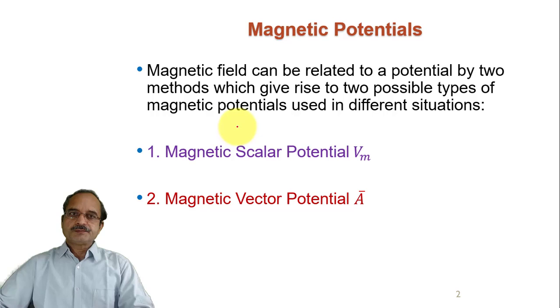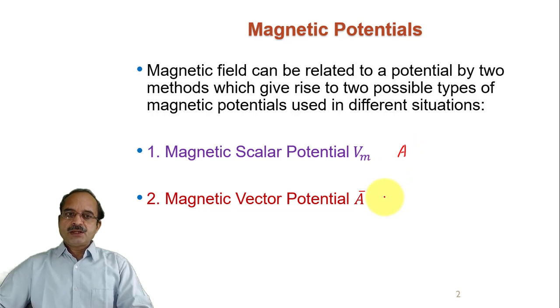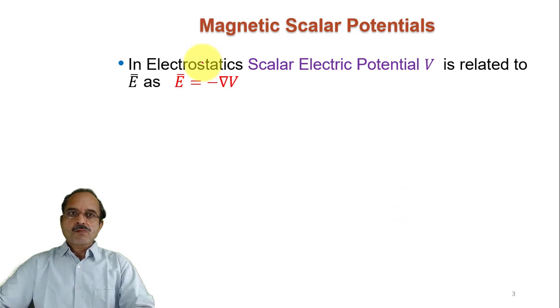Let us proceed. Magnetic fields are related to these two types of potentials: magnetic scalar potential and magnetic vector potential. The unit of magnetic scalar potential is ampere, whereas the unit of magnetic vector potential is Weber per meter. So first we will discuss the magnetic scalar potential.